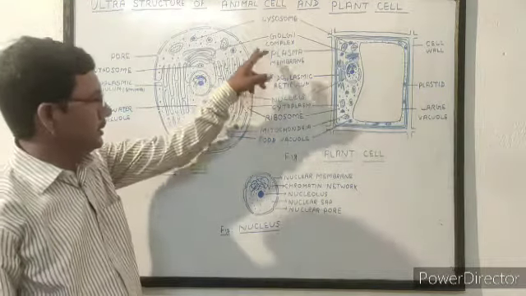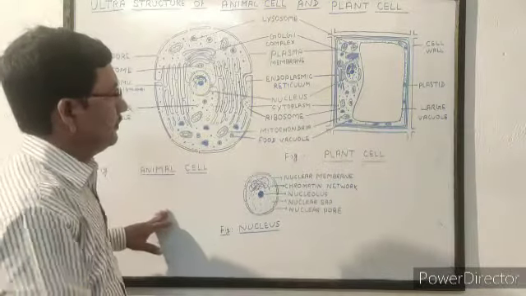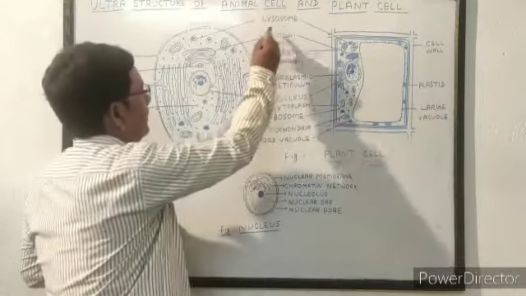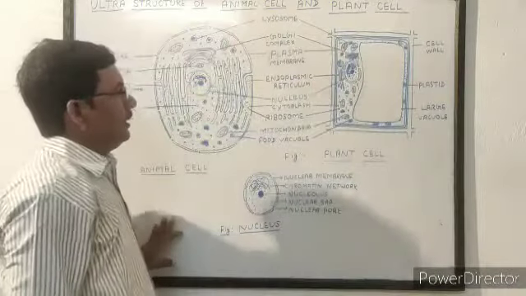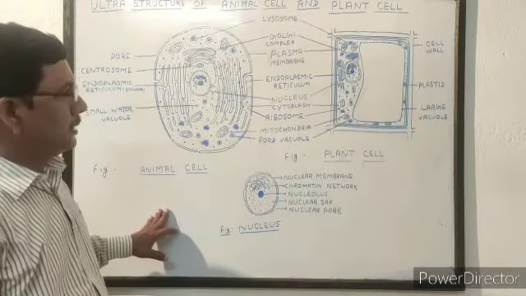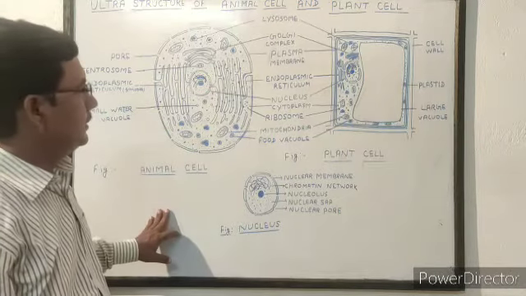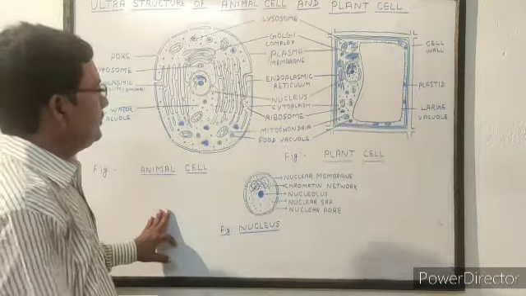Now cytoplasm contain different cell organelles and cell inclusions. See some common cell organelles present both in plant cell as well as in animal cell. Lysosome present both in plant cell and animal cell. It is called suicidal bag of the cell. It is filled with toxic substance which helps in intracellular digestion of food.